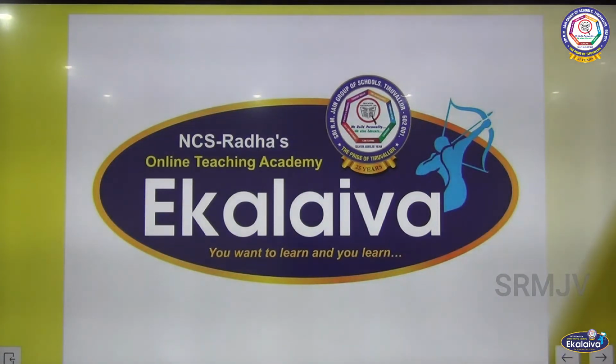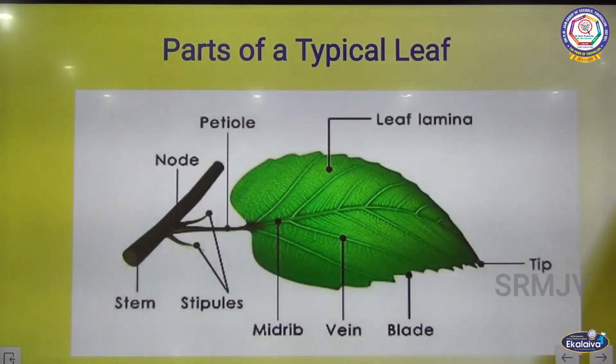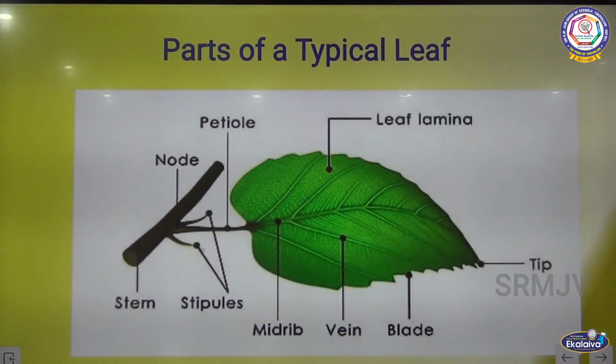Standard 11, Biology. In the last class, we have studied about the stem. Now, we will look into the next part, the leaf. When you see a typical leaf, you will find the leaf arises from the node and it has a stalk which you call a petiole.